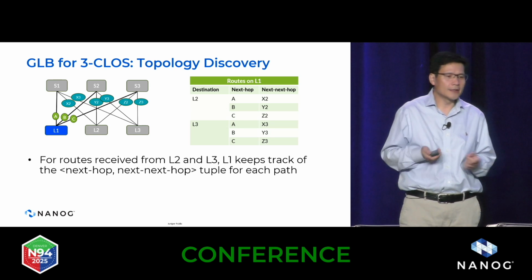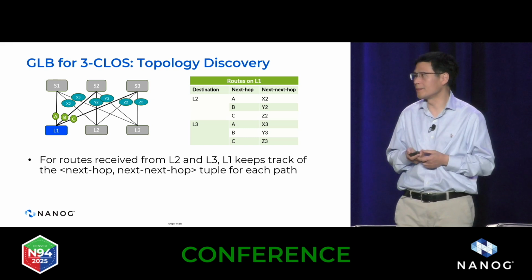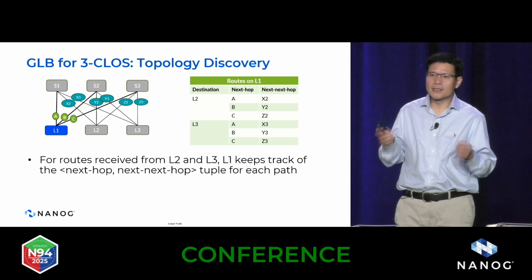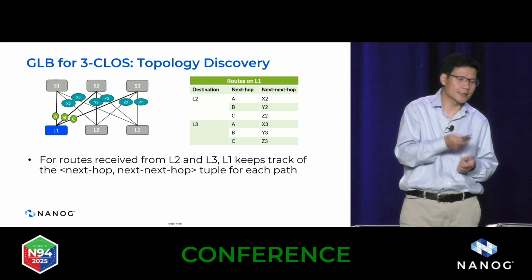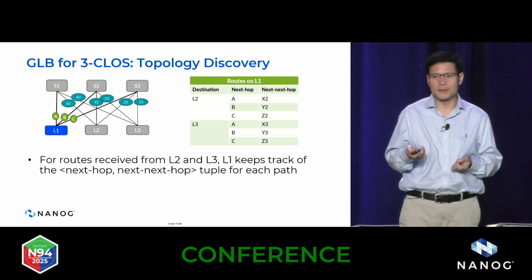So as we can see here, in a three-stage CLOS topology, knowing the next hop to next hop mapping will give you the complete path for each flow, because in the three-stage network, each route will only traverse two hops.